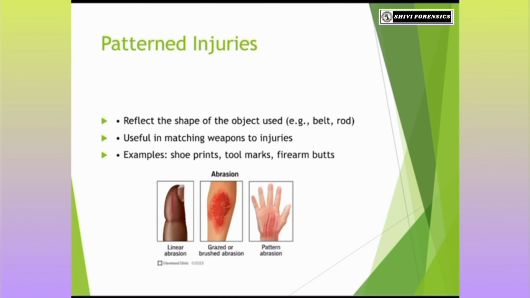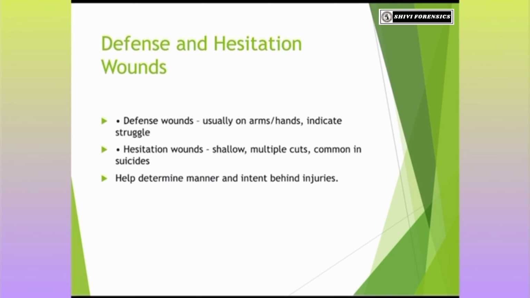Patterned injuries reflect the shape of the object used. Examples are belt and rod marks, useful in matching weapons to injuries. Other examples are shoe prints, tool marks, and firearm burns.